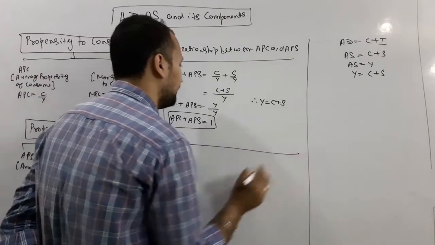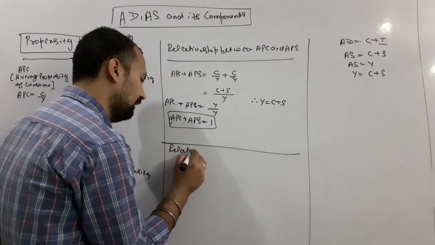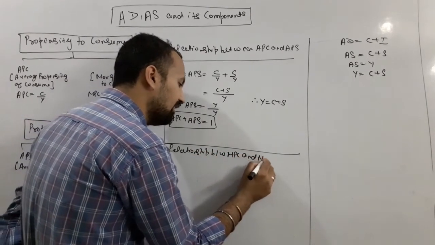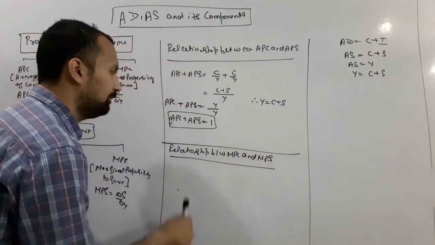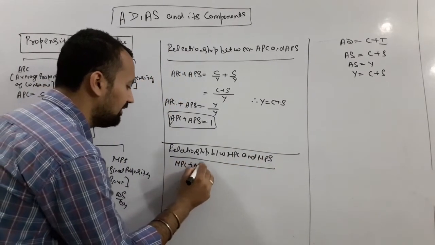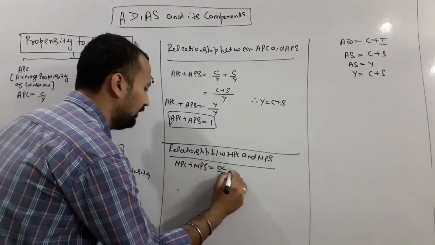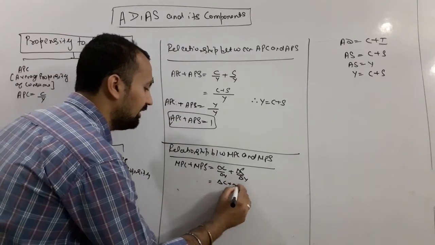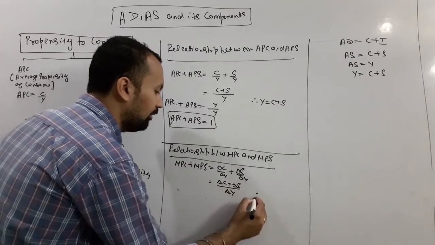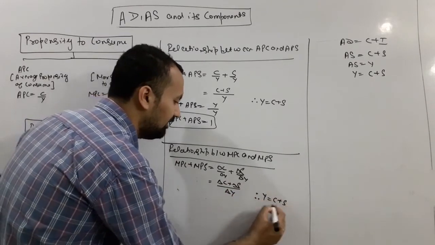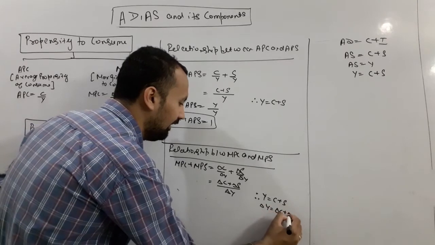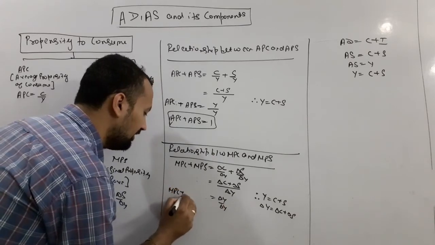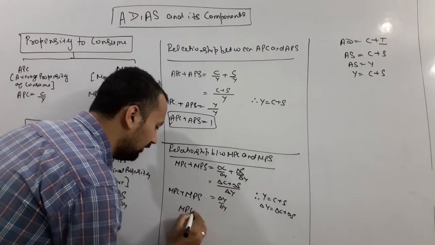Next heading, relationship between MPC and MPS, that is MPC plus MPS equals delta C upon delta Y plus delta S upon delta Y. It can be written as delta C plus delta S upon delta Y. Here I am writing down Y equals C plus S, delta Y equals delta C plus delta S, that is delta Y upon delta Y. It means MPC plus MPS equals 1.